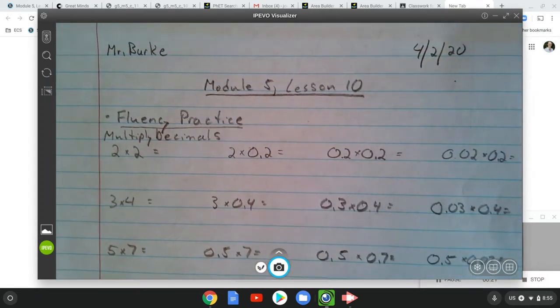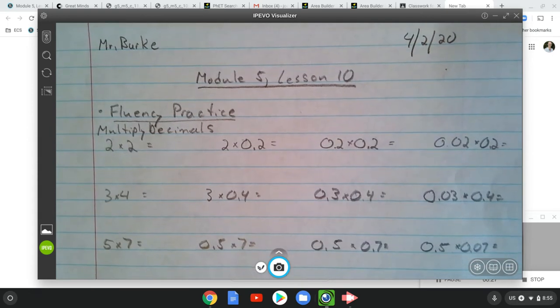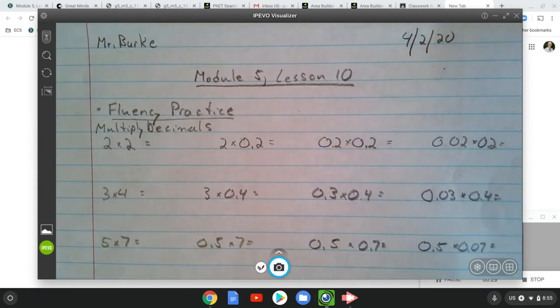You never know. Module 5, Lesson 10, fluency practice, multiply decimals. All right, so I'm going to give you a minute to get that first row, or maybe all of them, copied down.